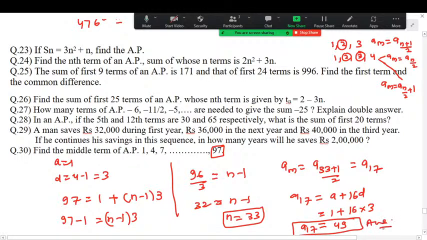Is it clear to you, Siddharth? Let me know this. Are you okay with this solution? Yeah, I think, yeah, I got it.